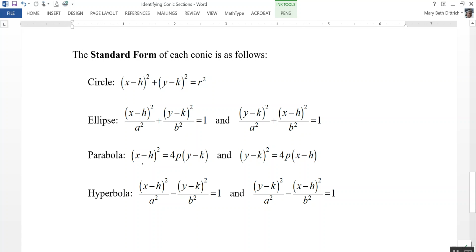A parabola, you'll notice both of these have only one squared term. In this first one, x is going to be squared, and this one, y is going to be squared. And a hyperbola, the formula for a hyperbola is very similar to that of an ellipse, but you're going to have a minus between the two fractions here, and that's going to give you a and c being opposite signs.